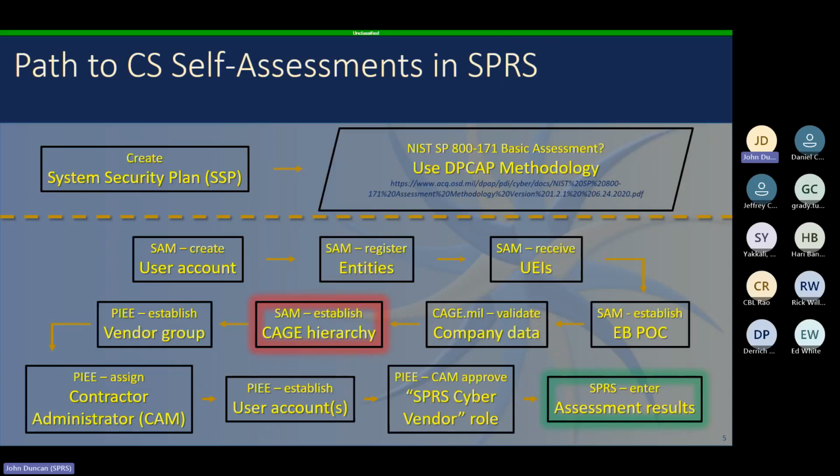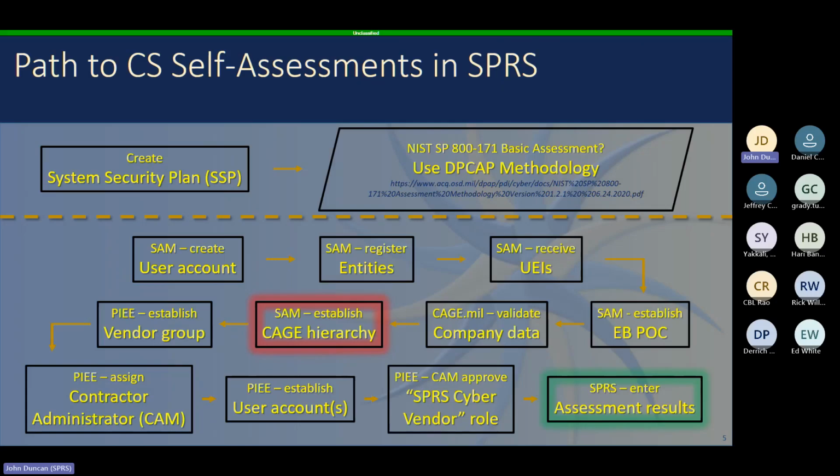So how do you get a self-assessment into SPRS? If you are not doing business with the DoD right now, or even doing business with the federal government, and obviously I'm talking to the vendors here, there's two things that you can do in parallel. The first thing you have to do is, if you're going to be handling CUI, you're going to have to create a system security plan. So your IT people are going to do this. They're going to create a system security plan for your IT system.